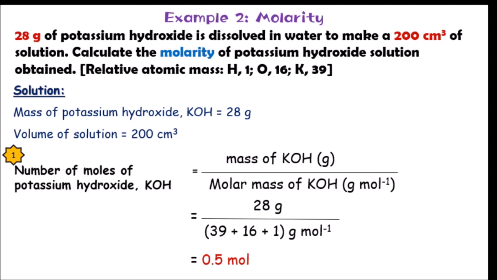Yes, very good. So now, we have the number of mole of the potassium hydroxide. It is equal to 0.5 mole. And we have also the volume. So now, what can we find next? Yes, very good. Molarity. Next, we need to find the molarity.